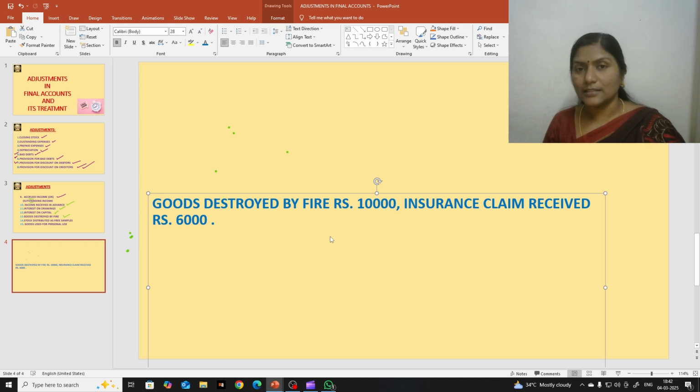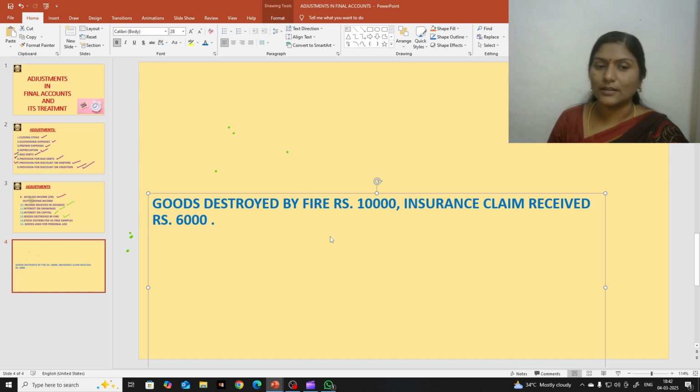Third time you should record in the balance sheet on asset side. You should write like this: insurance claim. What is the insurance claim amount? 6,000. Okay, insurance claim on the asset side 6,000. In this way we should write. I'll repeat this once again.